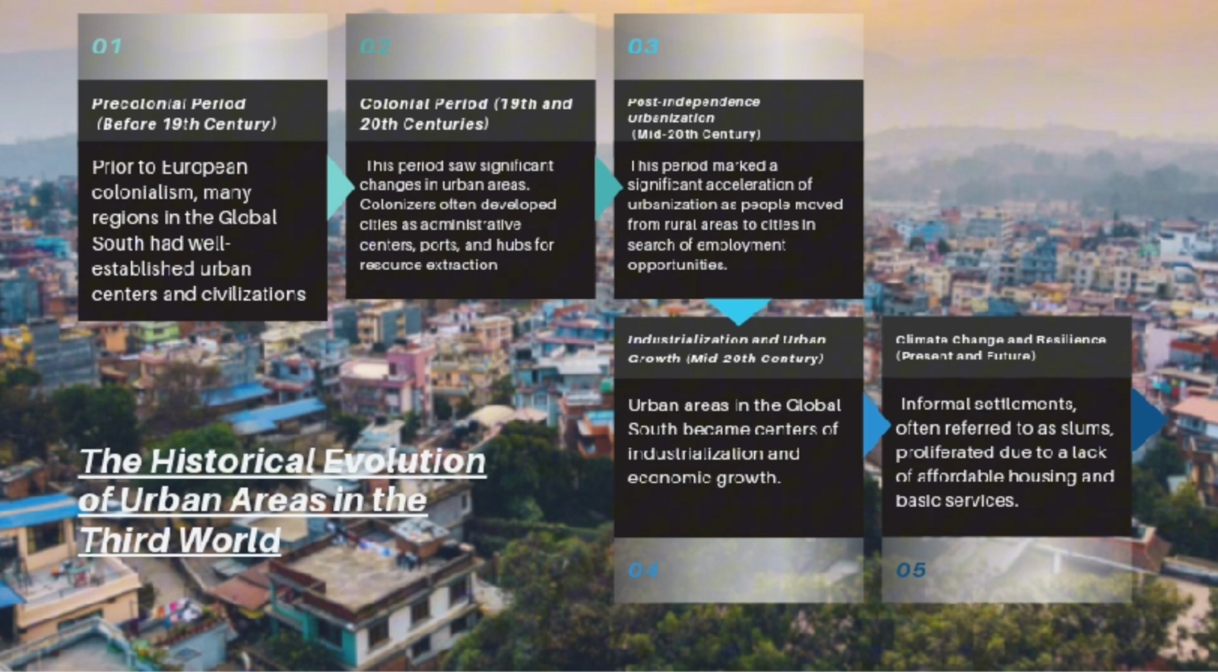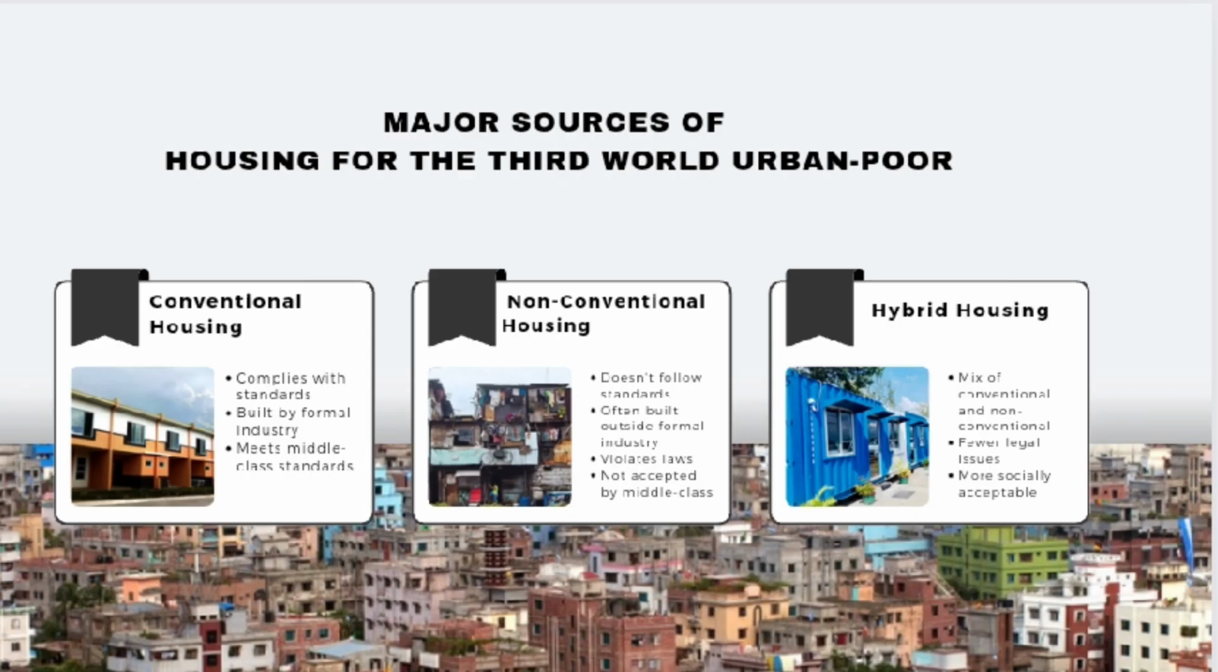And let's go to our main topic, which is about housing. Okay, so when it comes to providing housing for poor people in third world cities, there are two main types: the conventional and the non-conventional housing. Conventional housing is a kind of housing that follows the usual rules and methods of construction.